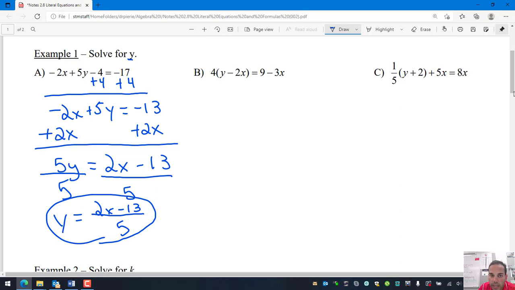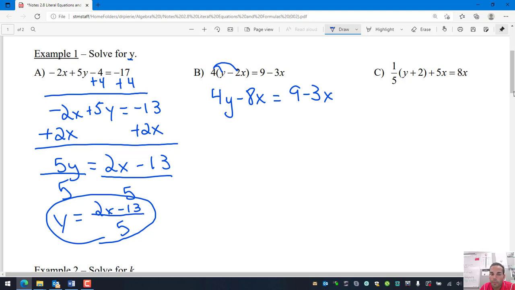Okay, let's look at example B. Same exact directions. Solve for y. Get y all by itself. I see 4 times the quantity y minus 2x is equal to 9 minus 3x. Whenever you see this sort of format of a number and then stuff in parentheses next to it, it's always probably a pretty good idea to distribute. Take this 4 and distribute it to both the y and the minus 2x. After you do that, you're going to have 4y minus 8x on the left is equal to 9 minus 3x on the right.